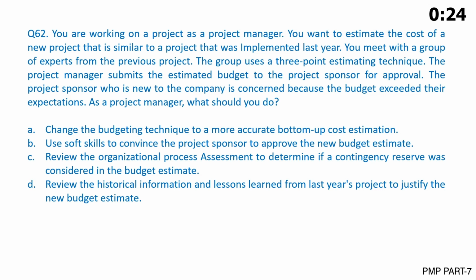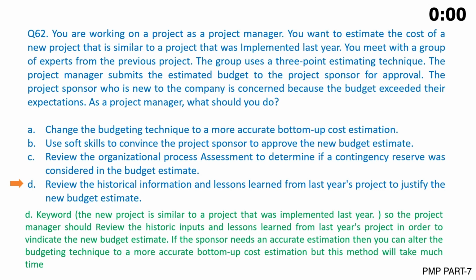A. Change the budgeting technique to a more accurate bottom-up cost estimation. B. Use soft skills to convince the project sponsor to approve the new budget estimate. C. Review the organizational process assessment to determine if a contingency reserve was considered in the budget estimate. D. Review the historical information and lessons learned from last year's project to justify the new budget estimate.